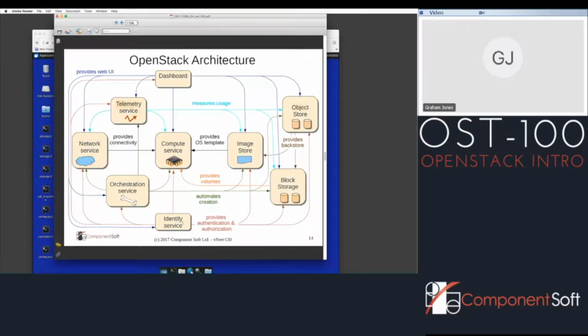So nice little browser front end called Horizon, you can do all of that stuff with.